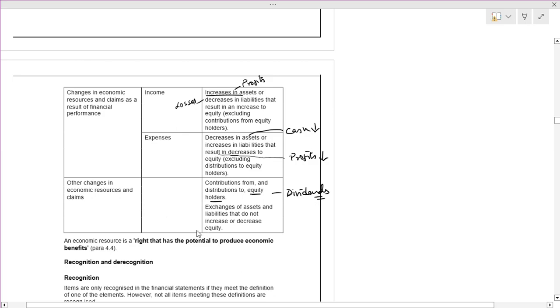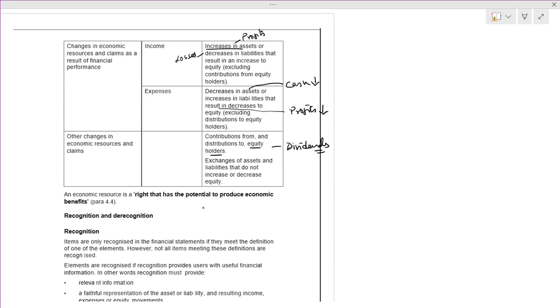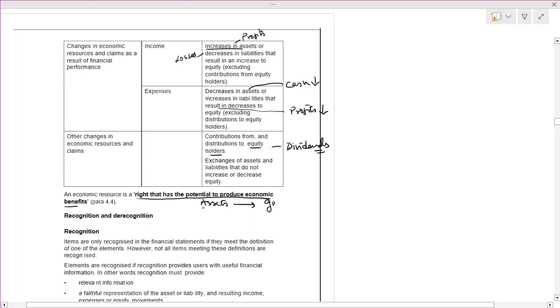Yes, sir. Now, what is an economic resource? It is a right that has the potential to produce. See, this is what it says. Economic resources, you have the assets. Another explanation of the asset is that it should generate revenue.